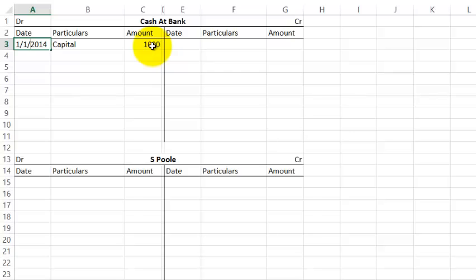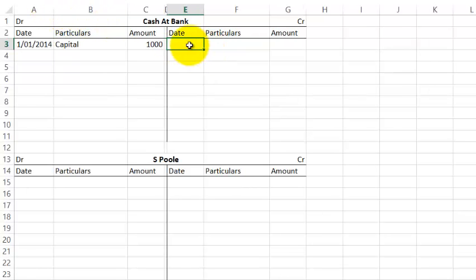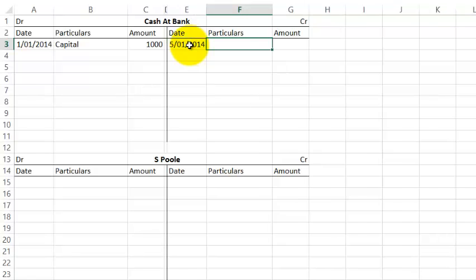All right. Let me make another assumption. The second transaction, let's assume that on the 5th of the 1st, 2014, we spent some money.